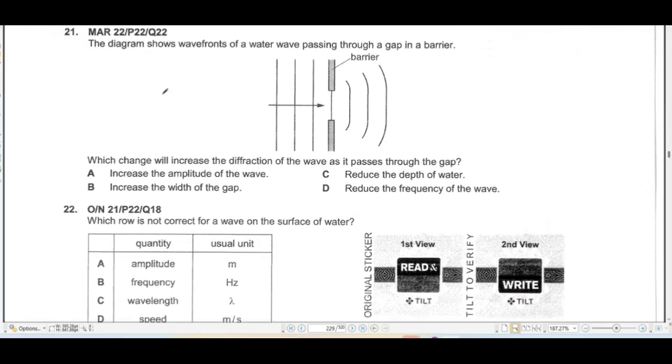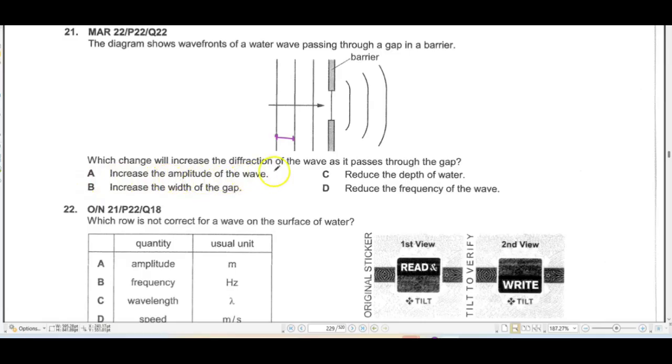Question number 21. The diagram shows wavefronts of water passing through a gap in a barrier. Which change will increase diffraction of wave as it passes through the gap? Now if the gap is reduced, it will lead to more diffraction. If the size of the gap is equal to the size of the wavelength of the wave, the diffraction occurs more. So just go through the options.